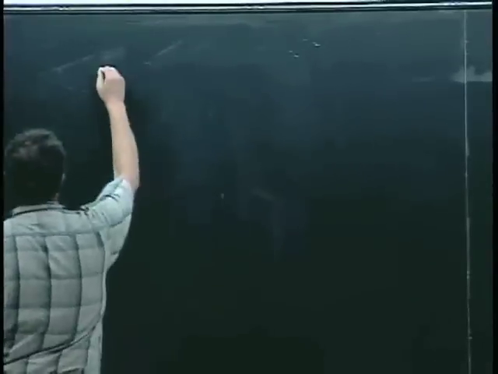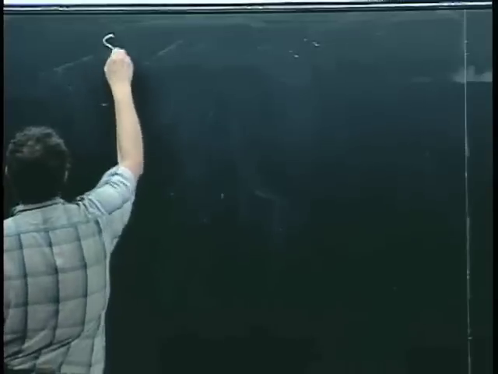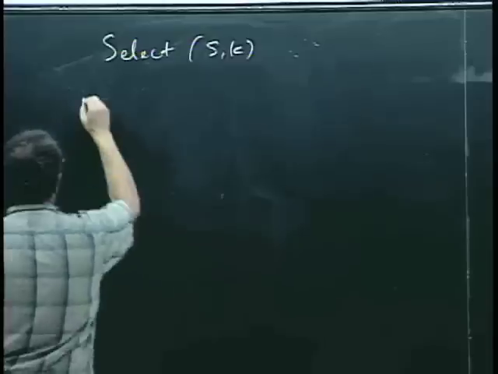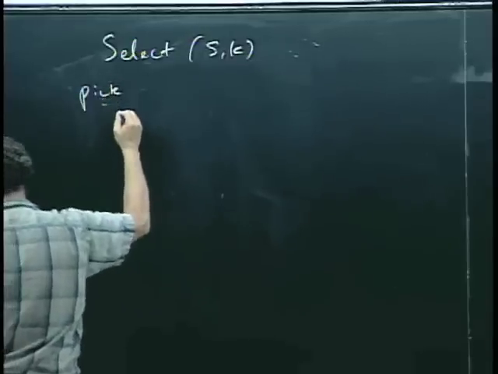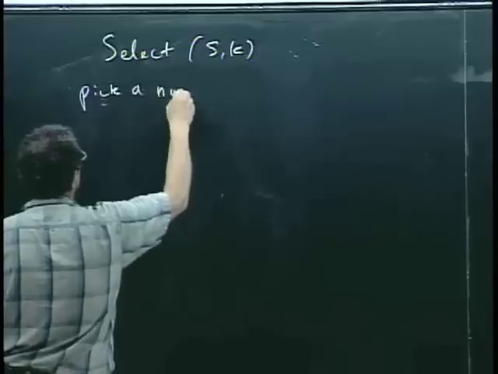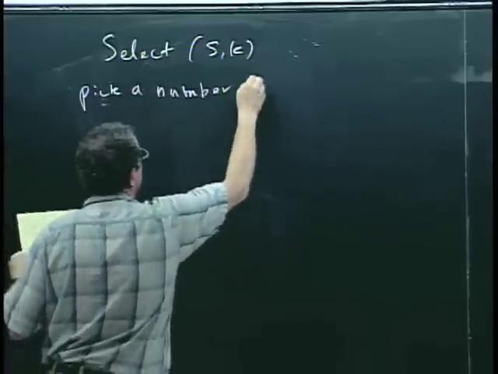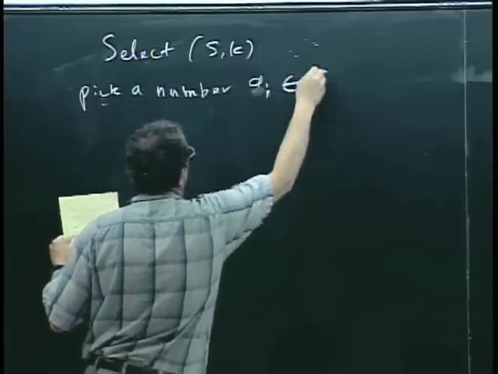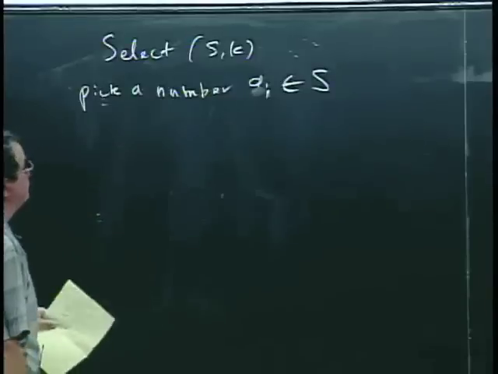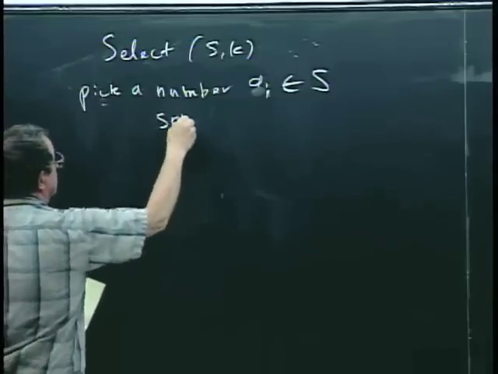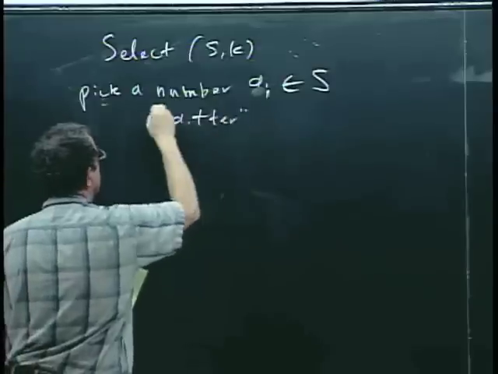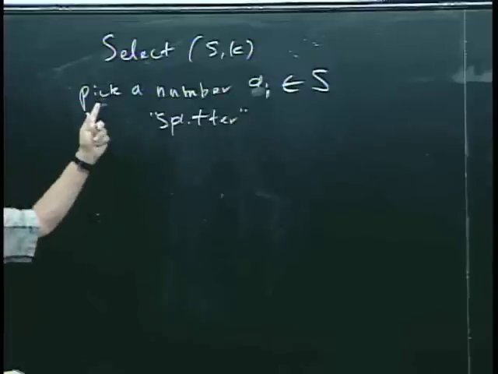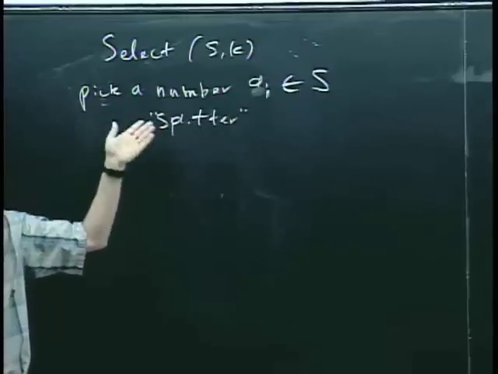So here's the algorithm. I'll rewrite the header, select(S, k), and the algorithm is: pick a number a_i contained in S. And this number is called a splitter. Now, how you pick this is going to be the subject of interest.